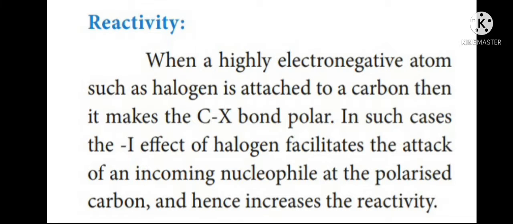When a highly electronegative atom such as halogen is attached to a carbon, then it makes the carbon-halogen bond polar. That is, it creates a charge: a partial negative charge on halogen and partial positive charge on carbon. Due to the presence of the minus I group, it makes the attack of a negatively charged nucleophile towards the polarized carbon atom easier, and hence it increases the reactivity. It is explained with an example.